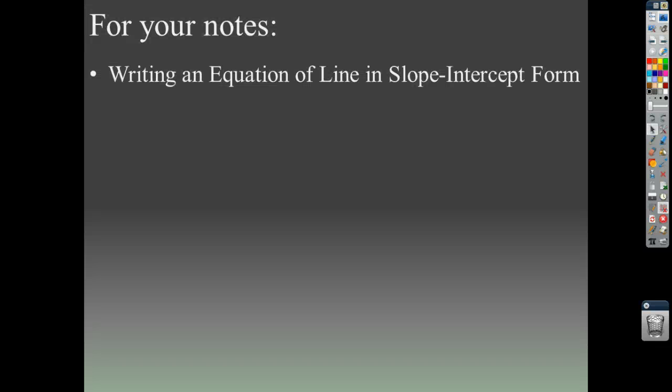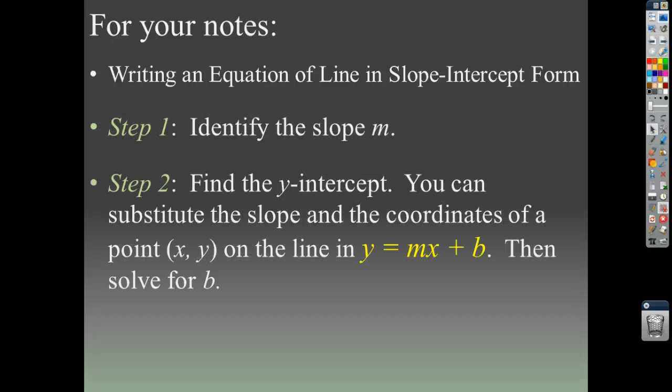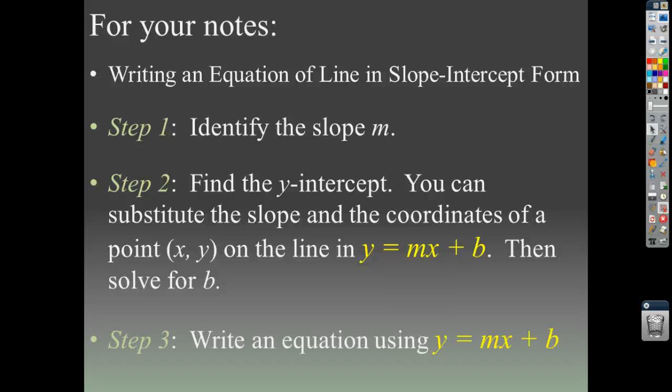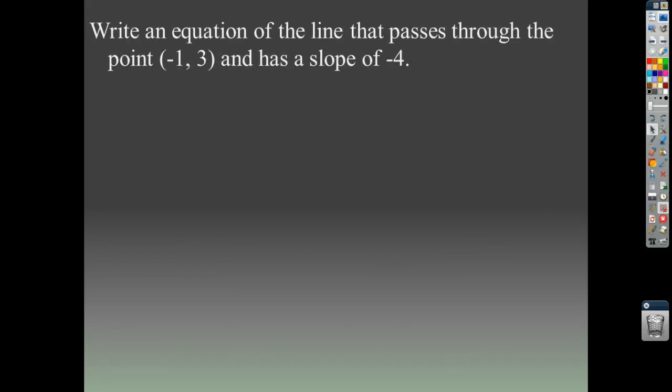This is how we're going to do this. We're going to write an equation of the line in slope-intercept form by first identifying the slope. Then we're going to find the y-intercept if we don't already know it, and we'll substitute in one of the points that we know into our equation with the slope, solve for b, and then rewrite the equation with all of our missing parts. All right, so here we go.